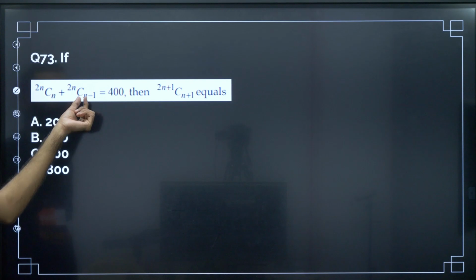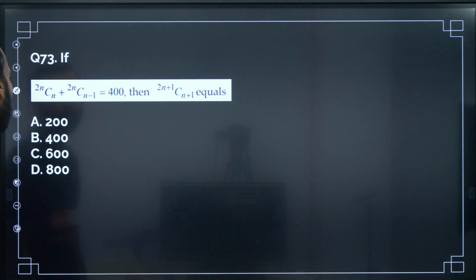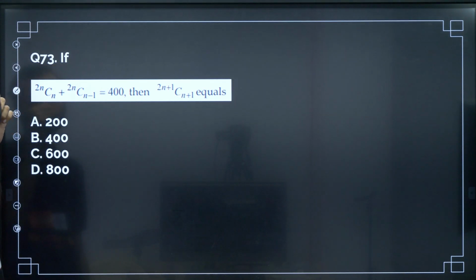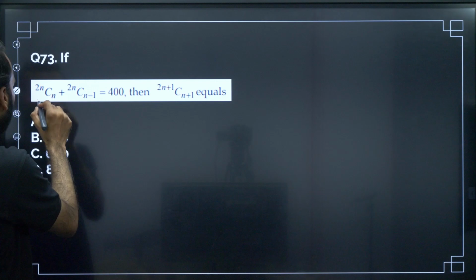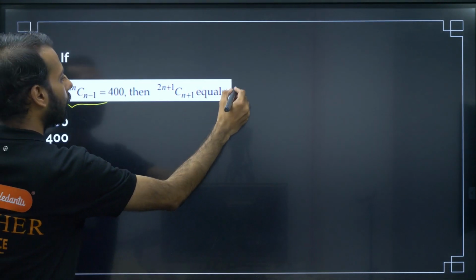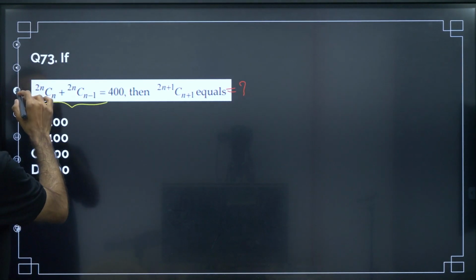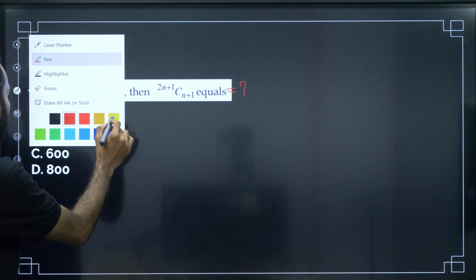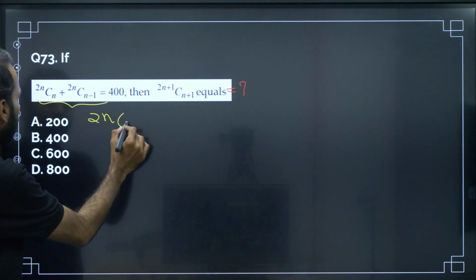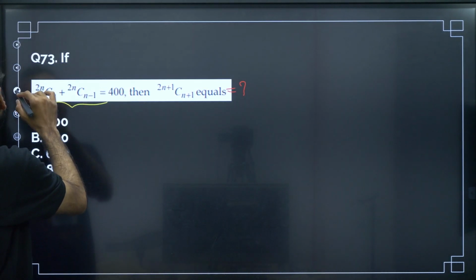If 2nCn plus 2nCn minus 1 is equal to 400, then what is 2n plus 1 Cn plus 1? They are asking to find the value of 2n plus 1 Cn. So 2nCn can be written as follows.